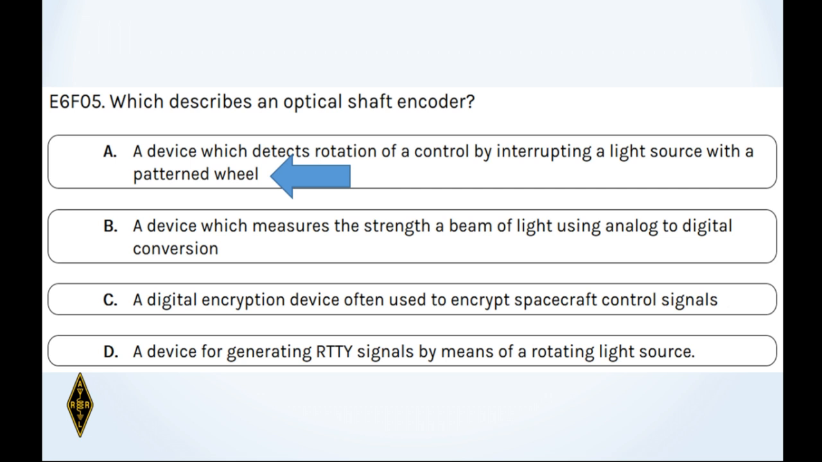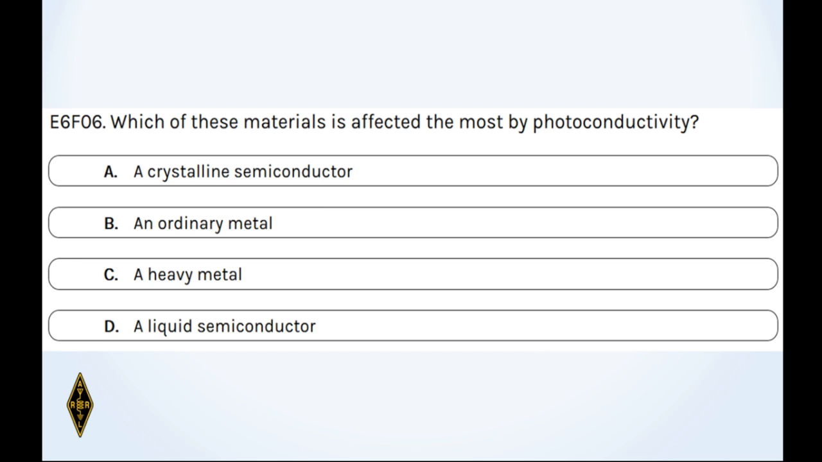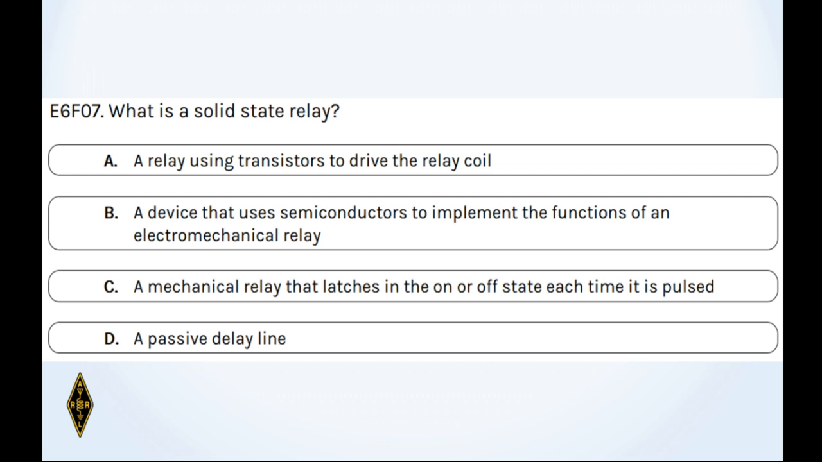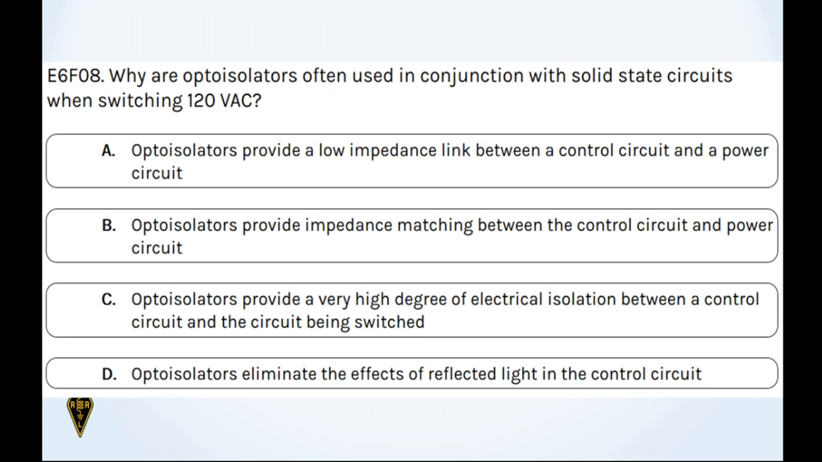And which of these materials is affected the most by photoconductivity? We want a crystalline semiconductor. That's the thing that's going to be impacted. And what is a solid-state relay? You're using all solid-state semiconductors to implement the functions of what was previously an electromechanical relay. And why are optocouplers often used in conjunction with solid-state circuits when switching 120 volts AC? Electrical isolation. Isolation, absolutely. Optoisolators provide a very high degree of electrical isolation.